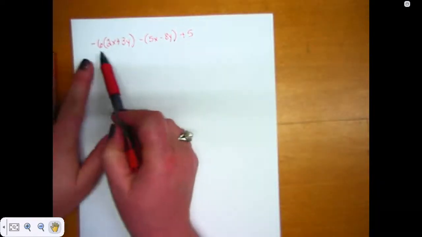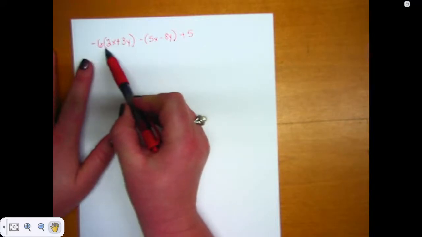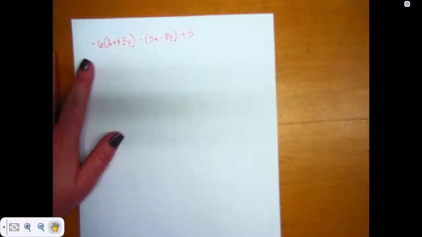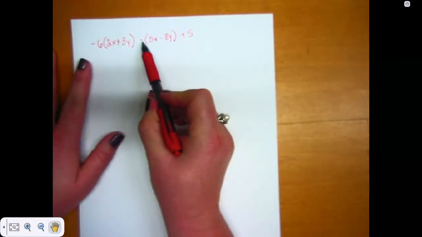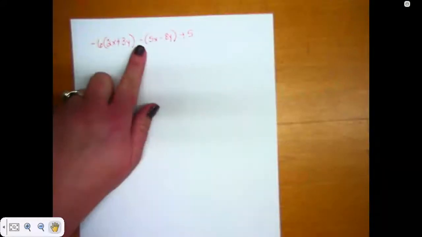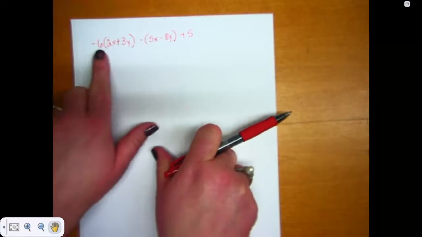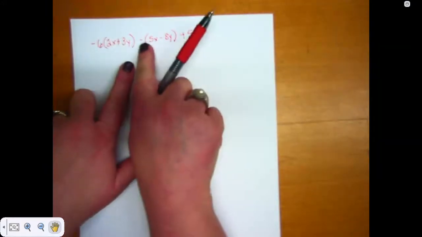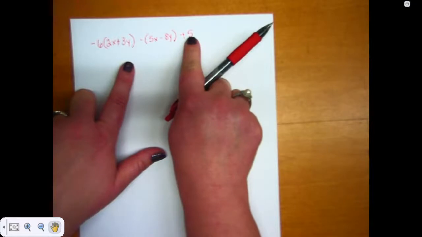Okay, so here you have two different sets of parentheses, and this -6 is directly attached to this set of parentheses. And this is actually a -1. So if you see a minus in between, it is actually a -1. If you don't see anything there, you know there's an imaginary 1 there. So this is directly attached to this set, and this -1 is directly attached to this set. And then this plus 5 is off to itself, so it does not get distributed.